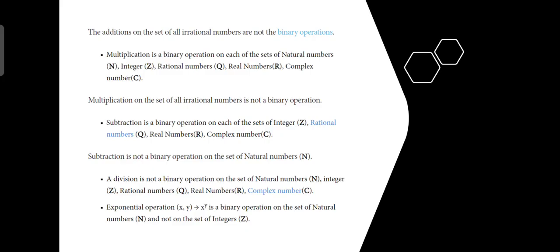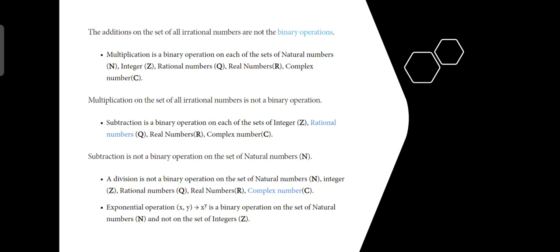The next example is addition on the set of irrational numbers. It is not a binary operation, because if we add root 2 with minus root 2, then we get 0, but 0 is not an irrational number. Therefore, addition is not a binary operation on the set of irrational numbers.